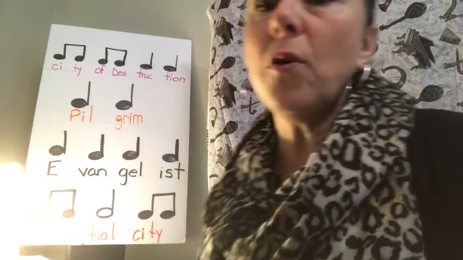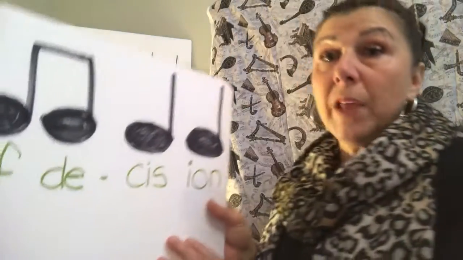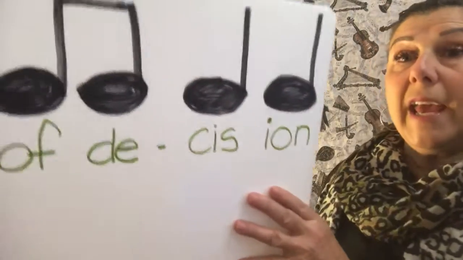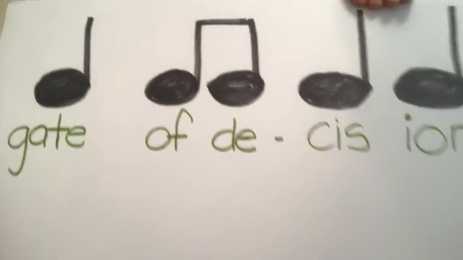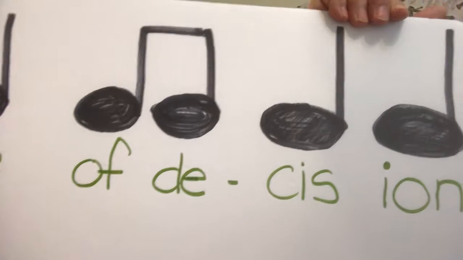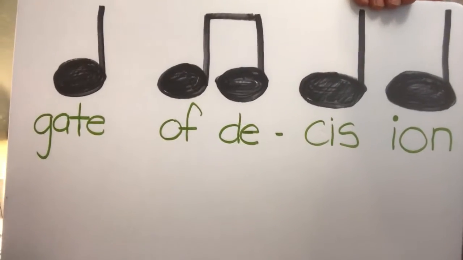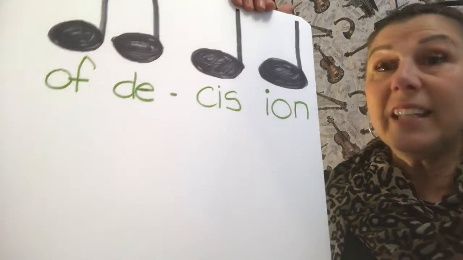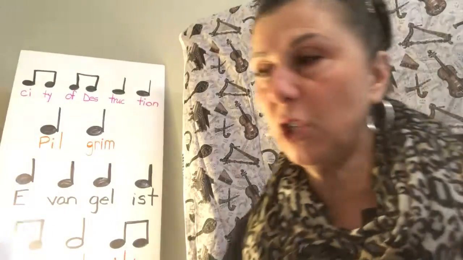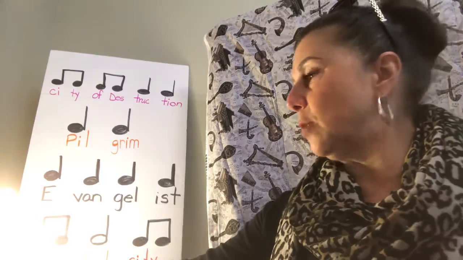Now I'm only going to introduce one more rhythm pattern because we're going to talk today about the gate of decision, okay? And sorry, we're trying to place this in front. I'm just going to hold this up for a second. Gate of decision. So the gate of decision is quarter note, 8th note, quarter, quarter. Gate of decision, okay? So that's the last one that will be added today. So get your sticks and we'll do a quick review. Get ready to review with me.